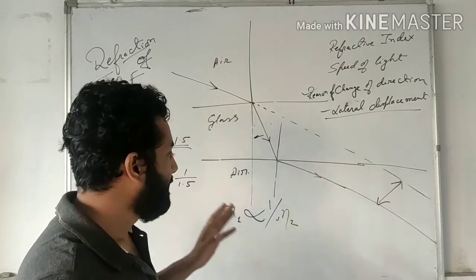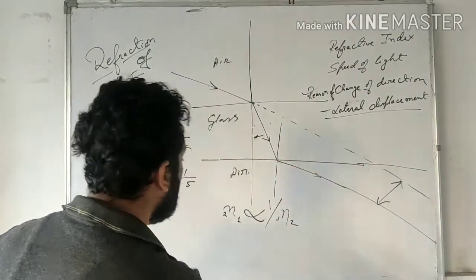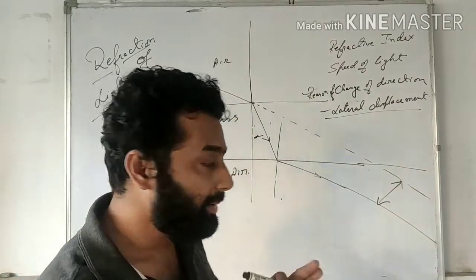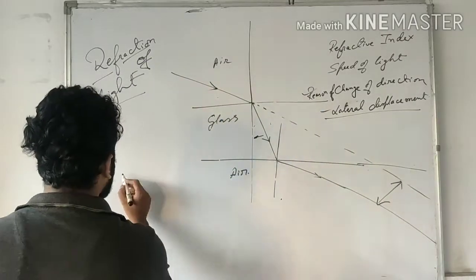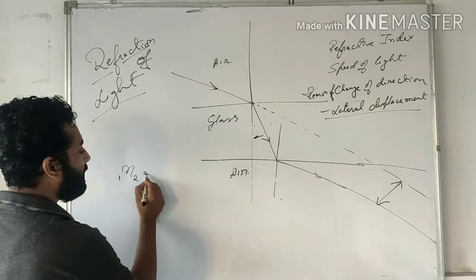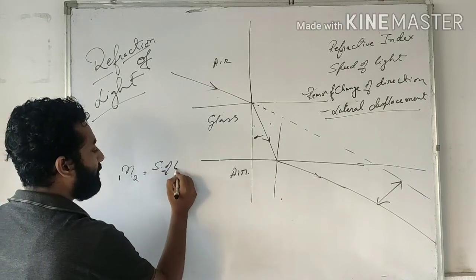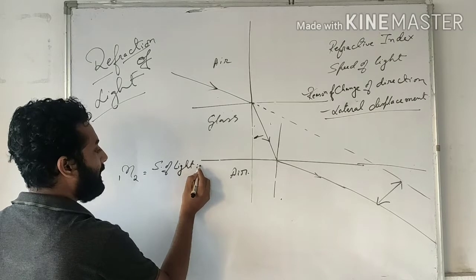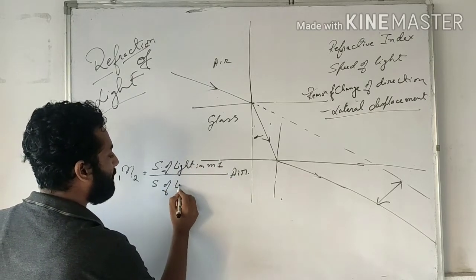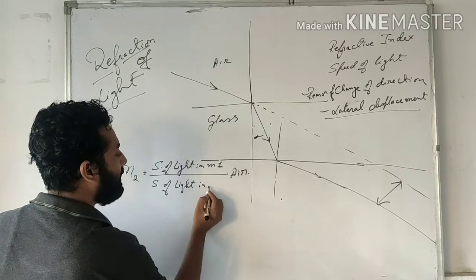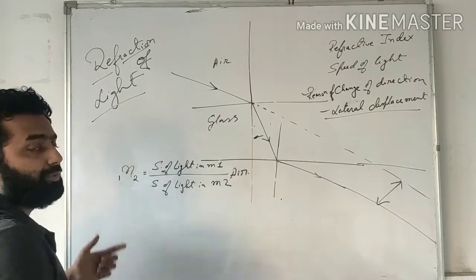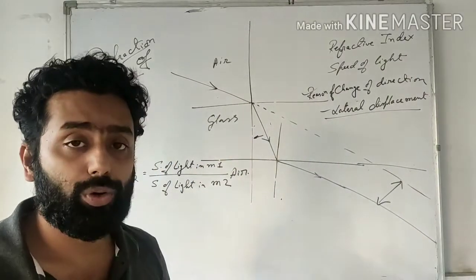Now, using this relation between speed of light and refractive index, we can solve a number of numerical problems. For example, refractive index of 2 with respect to 1 will be speed of light in medium 1 divided by speed of light in medium 2. Now, out of these three unknown factors, if we know two factors, then we can easily calculate the third.